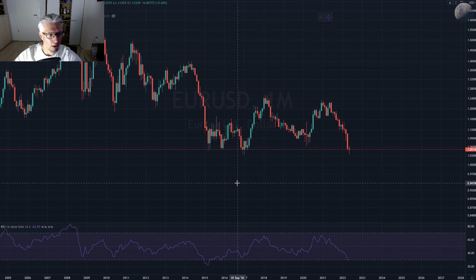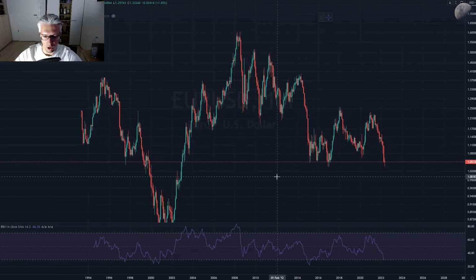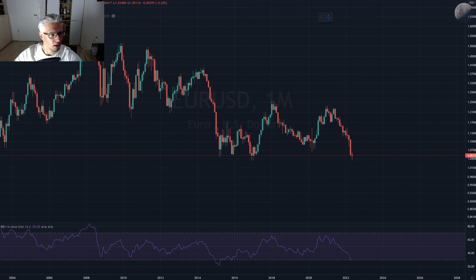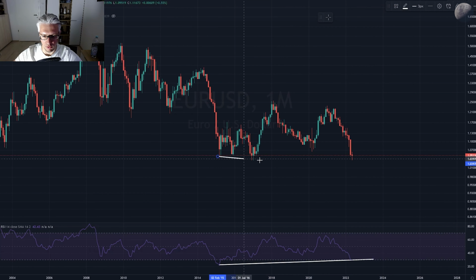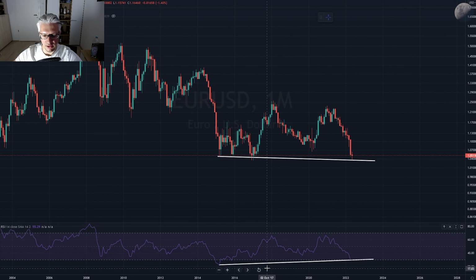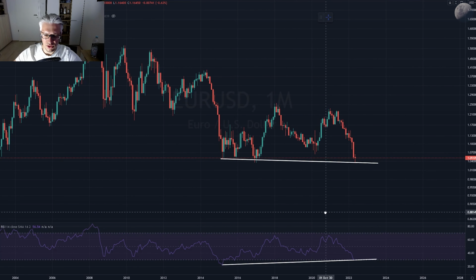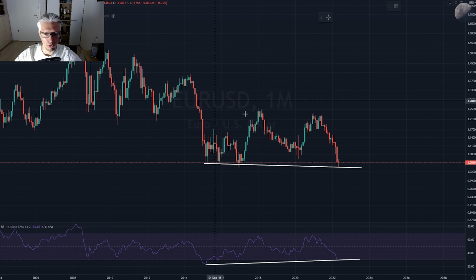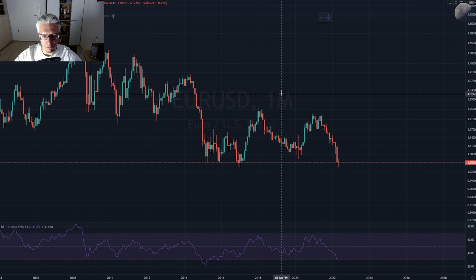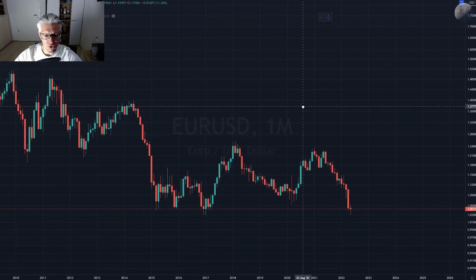Now, looking at the monthly Euro USD long-term chart and loading the RSI, we can see that there seems to be some divergence going on, right? The price is making lower lows. However, the lows here in the RSI make higher lows. So this is a hidden bullish divergence, and we always like to see hidden bullish divergences because most of the time they indicate that a reversal will happen. And in this case, a hidden bullish divergence would indicate that this is the low and we are going to rally afterwards.